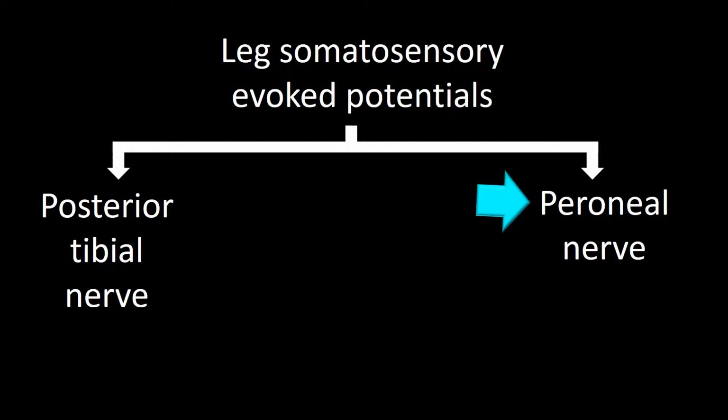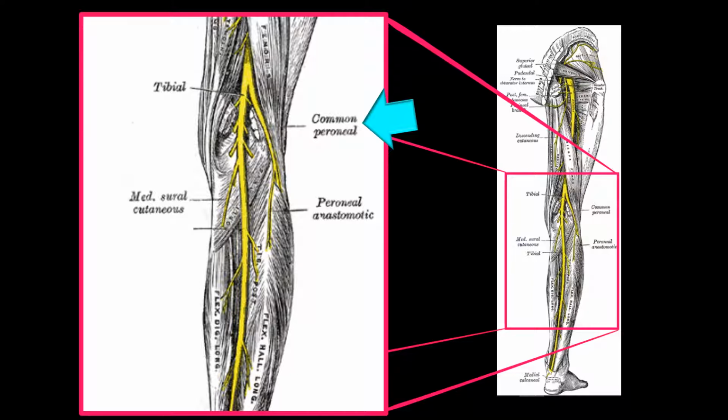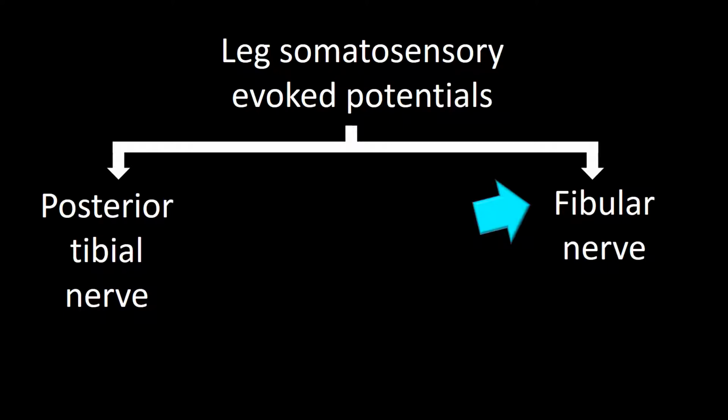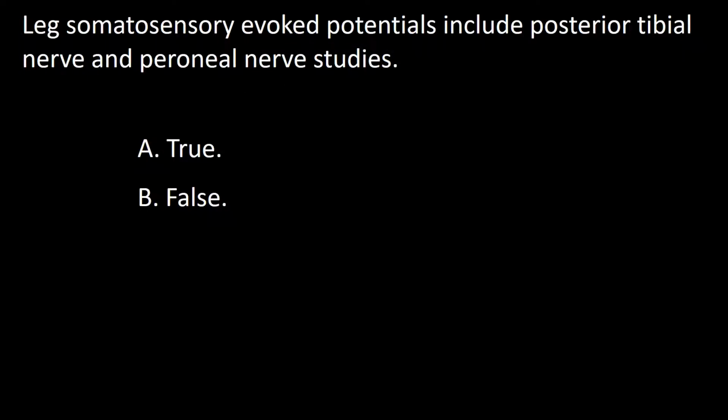The story regarding peroneal nerve somatosensory evoked potential goes along the same general lines. We talk about peroneal nerve somatosensory evoked potentials when referring to common peroneal nerve somatosensory evoked potentials. Furthermore, the name common peroneal nerve was changed, and currently we are calling this nerve the common fibular nerve. So again, you would assume that neurophysiologists would refer to the somatosensory evoked potential of this nerve as fibular somatosensory evoked potential. But we do not. We still call it peroneal nerve somatosensory evoked potentials. So the answer to this question is A.